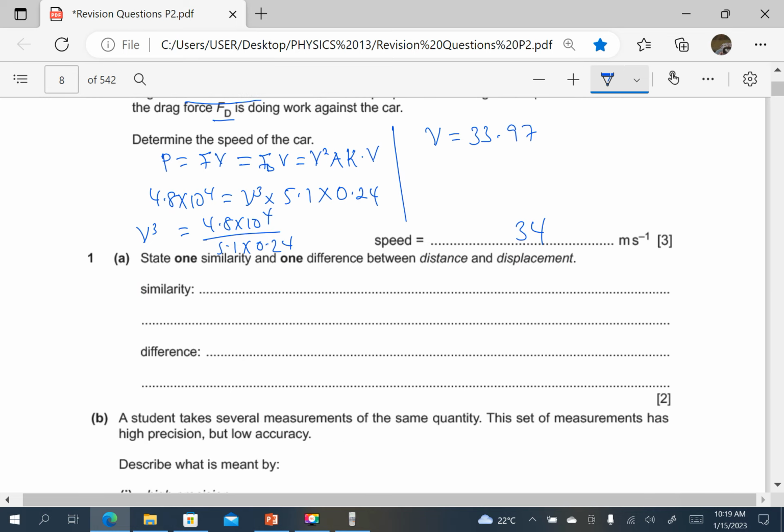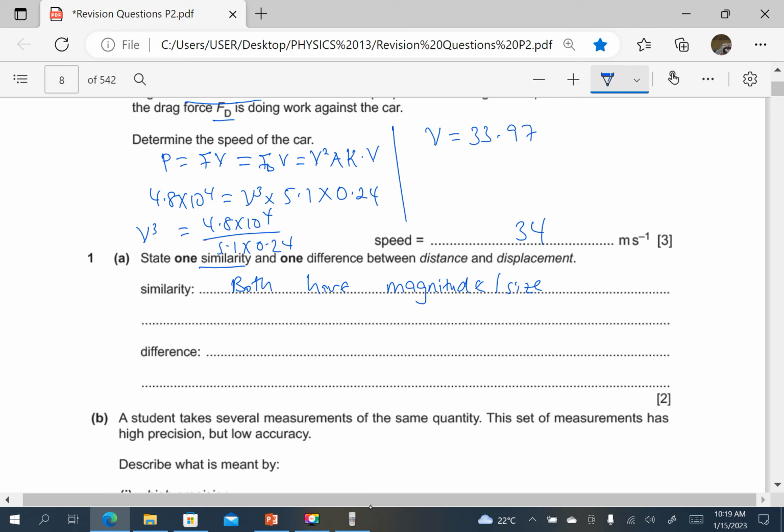State one similarity and one difference between distance and displacement. Of course, we know that the similarity is that distance and displacement both have magnitude. They have size. Remember, magnitude is just a number and a unit. Both have magnitude.